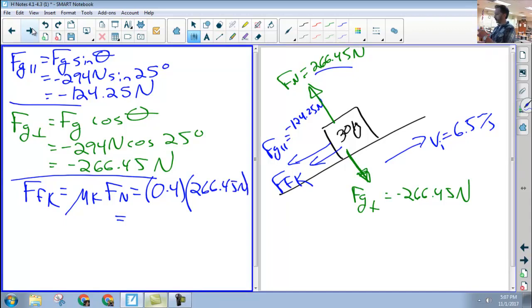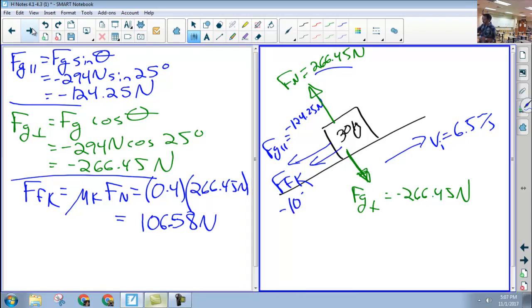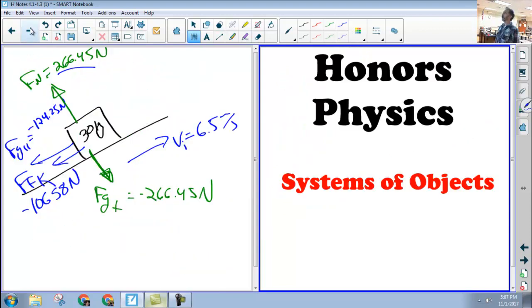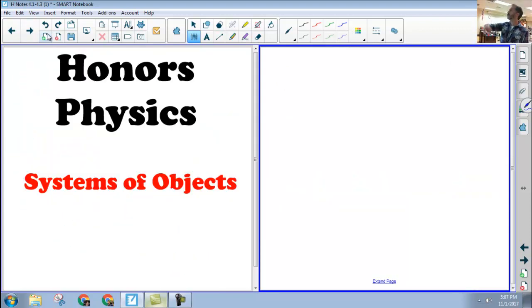So multiply this out and find that your force of kinetic friction is 106.58 newtons down the hill. So I have to make it negative on my drawing. Okay. So I think that's it. It doesn't tell us anything about there being a force pushing it up the hill. So I think we're done now.